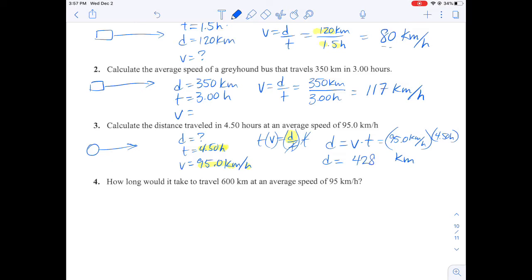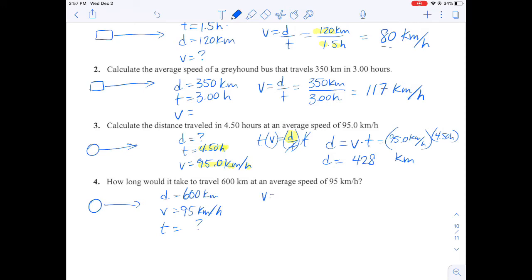Fourth question here, and the last one we'll do in this quick little video, is how long would it take to travel 600 kilometers at an average speed of 95 kilometers an hour? So again, we've got some kind of object traveling. It is traveling a distance of 600 kilometers. The speed is 95 kilometers per hour, and we want the time.